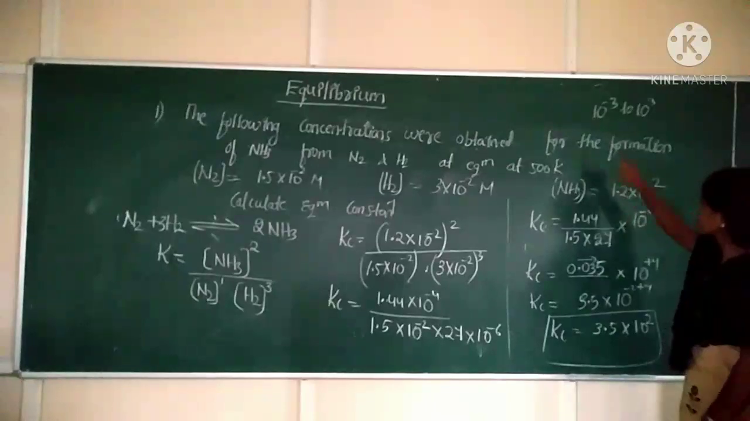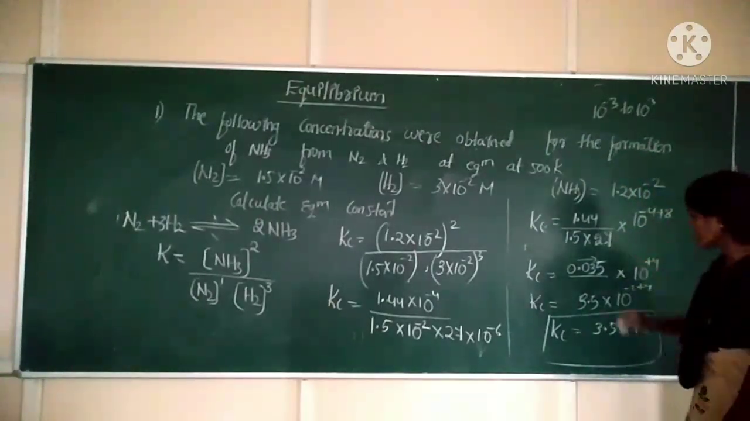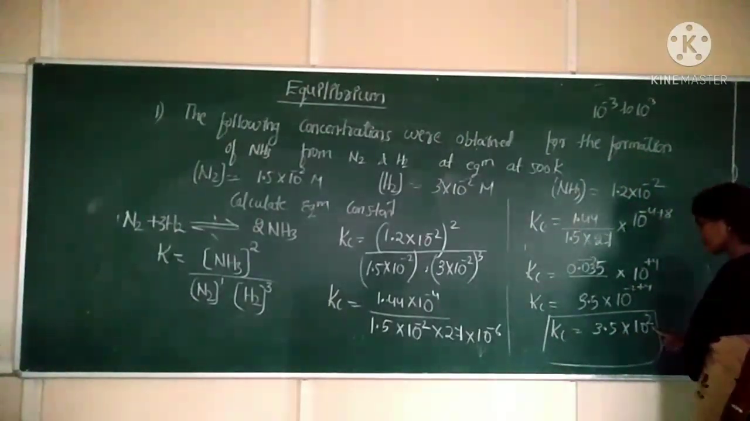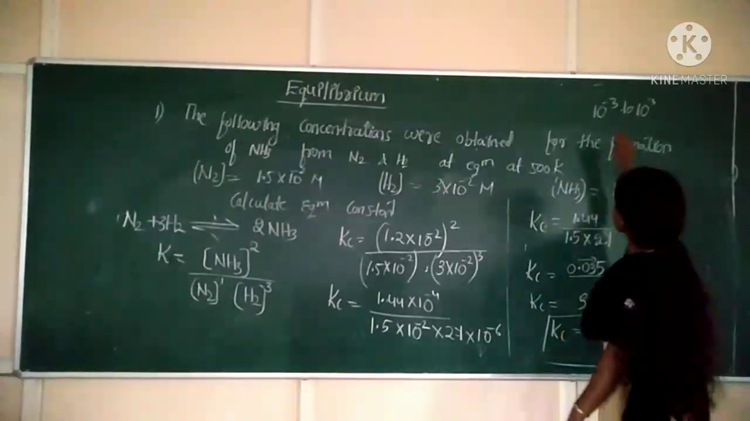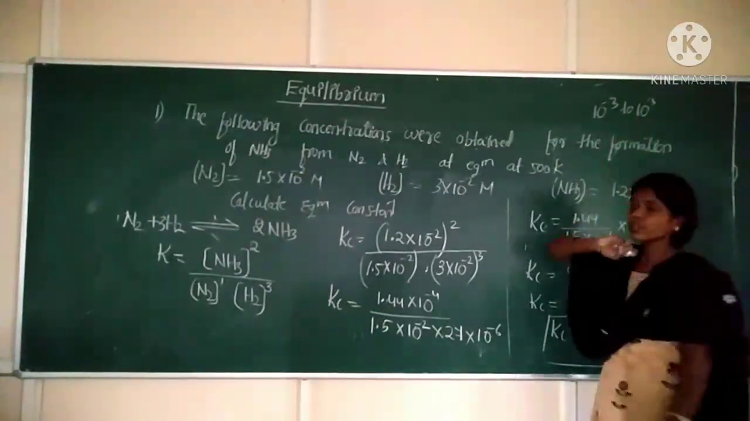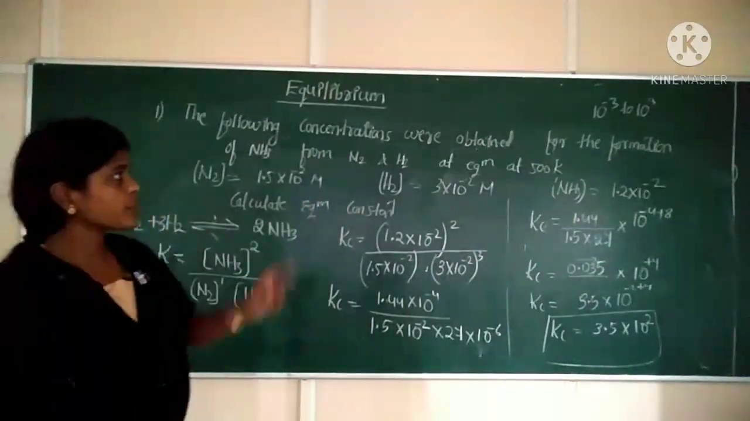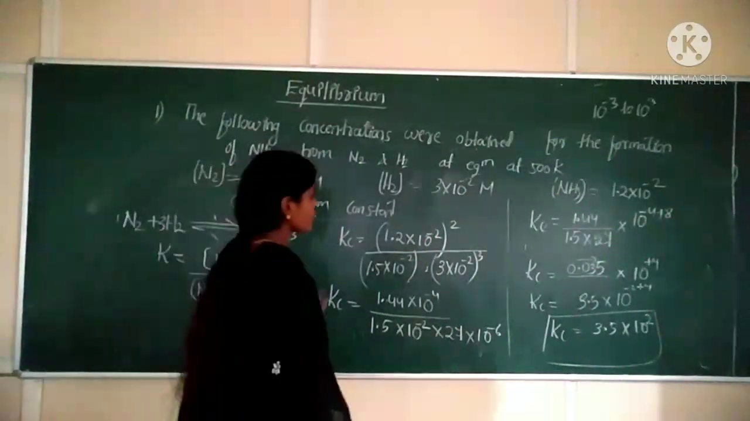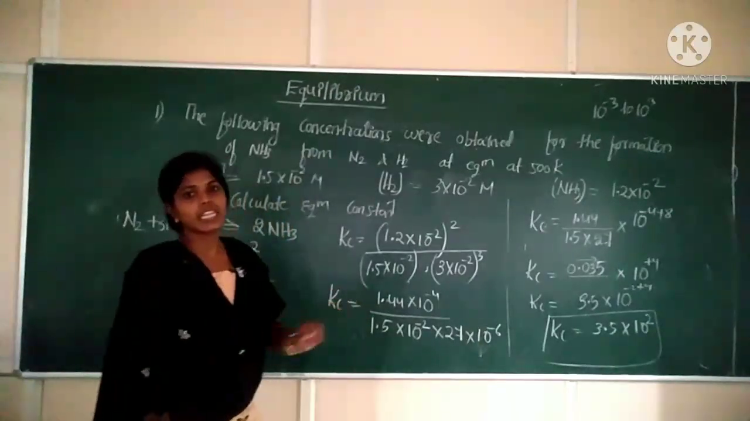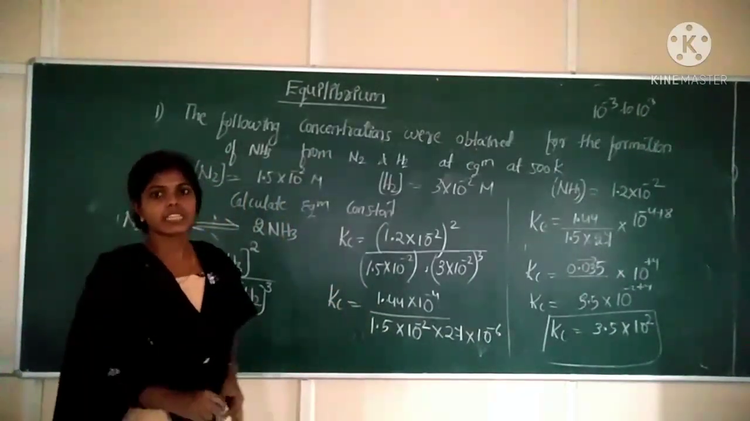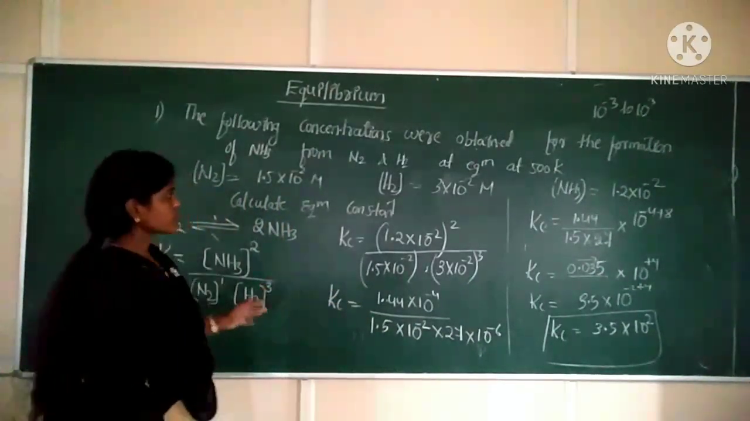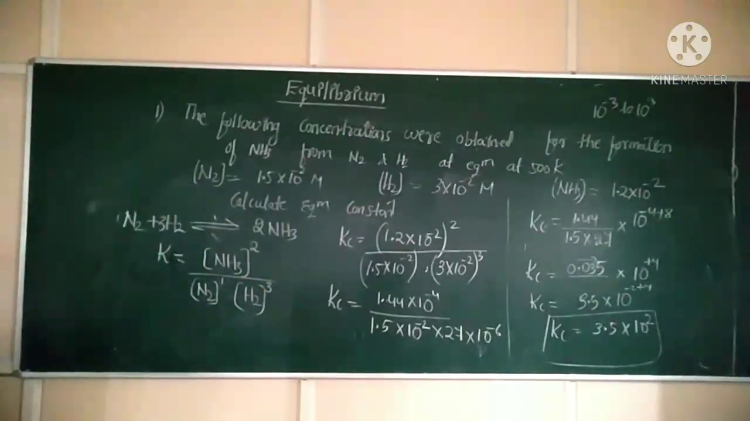When the value is in between 10 to the power minus 3 and 10 to the power 3, now 3.5 into 10 to the power 2 is nothing but 350. So 350 is in the range of 10 to the power minus 3 to 10 to the power 3. At that time, what is the condition for the reaction? It is at equilibrium. The reaction is attaining equilibrium. So this is one problem. Next problem.